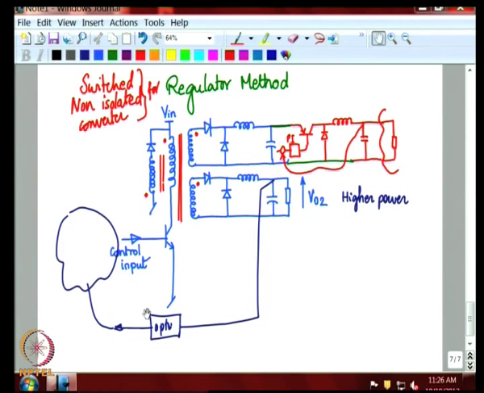Okay. So, there are two other methods, the coupled inductor method and the method of the magnetic amplifier, which we are yet to discuss, which we shall do in the next class. Thank you.